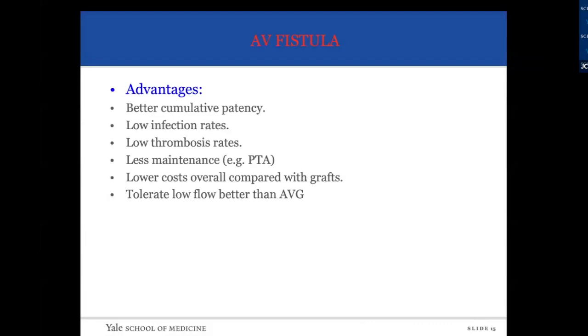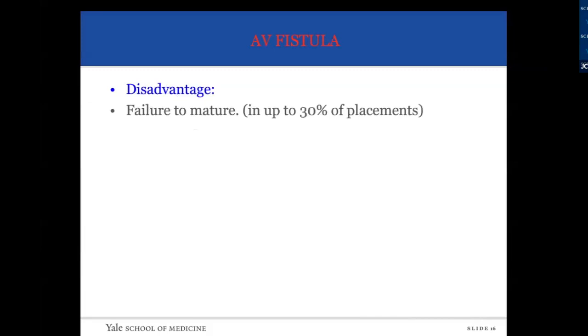So the advantage to having a fistula is that the fistula usually has better patency as opposed to a graft. They have low rates of infection, low rates of thrombosis, and it's lower cost to maintain, versus grafts that tend to be a little bit more of a flow problem. But the disadvantage is failure to mature, and it's about 30% of fistulas that get placed that have an issue.